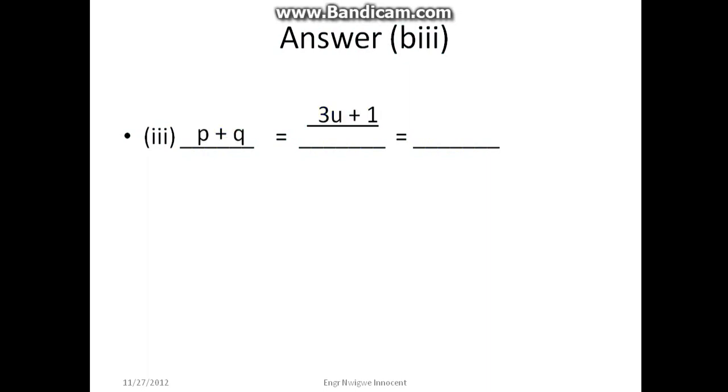Answer b, iii. We are given the expression P plus Q over P minus Q, which we now have. We have gotten P plus Q to be 3u plus 1 over 1 minus u, while our P minus Q is equal to minus 1. Therefore, we now have our answer to become 3u plus 1 all over 1 minus u.